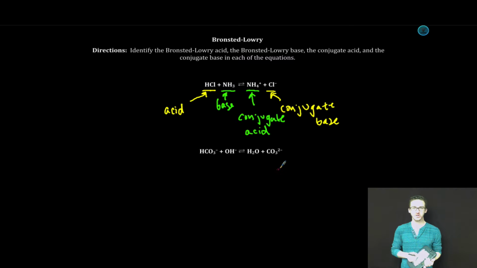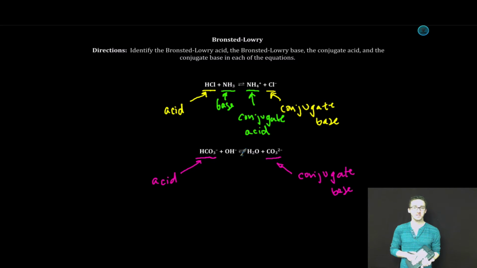All right, let's take a look at the second example. We're starting with the hydrogen carbonate ion, HCO3-. Let's think about what it turns into. It turns into CO3 2-. In order for HCO3- to become CO3 2-, has it donated or accepted a hydrogen ion? Answer, donated. That makes hydrogen carbonate ion the acid, and the carbonate ion its conjugate base.